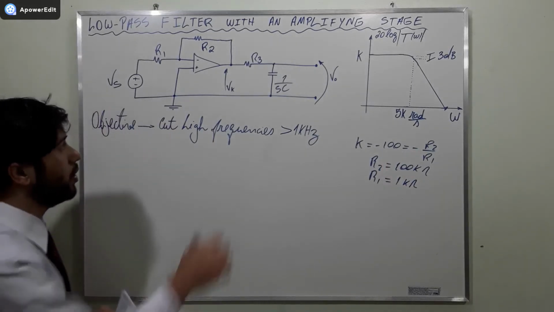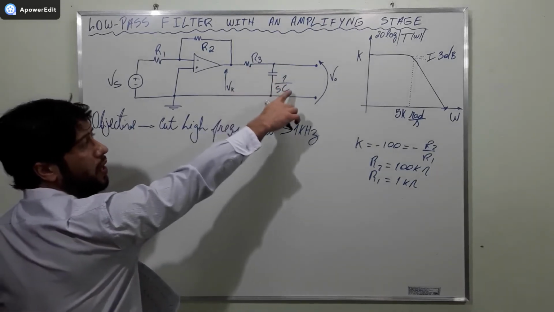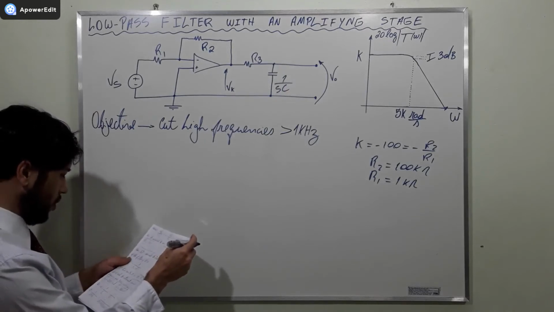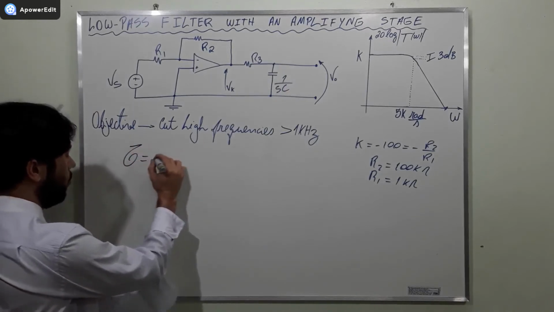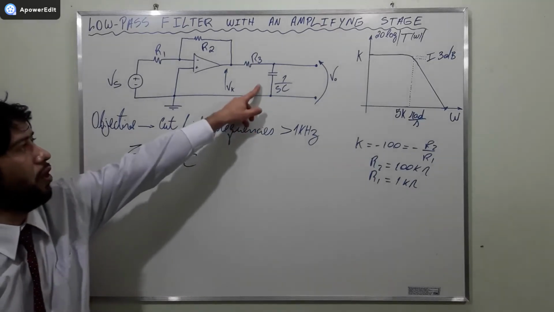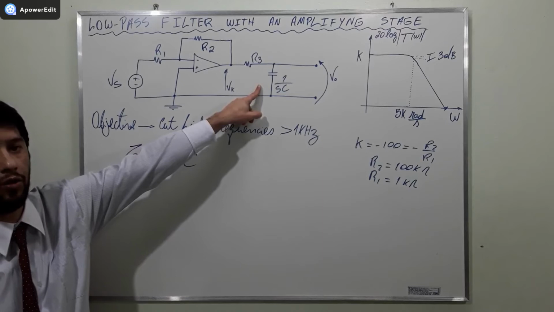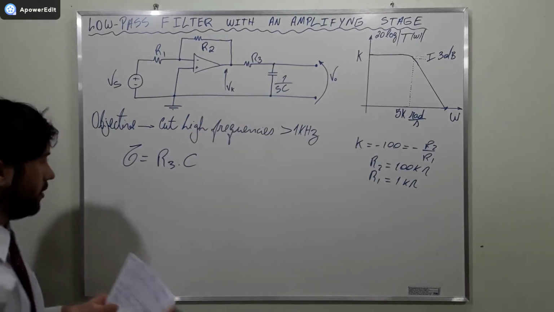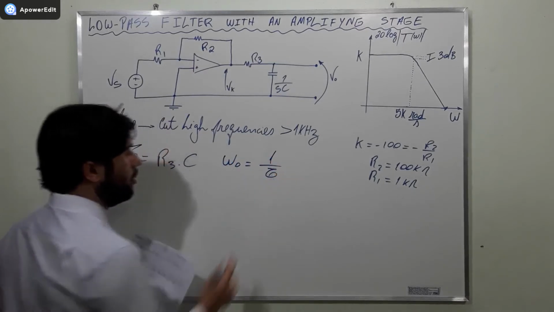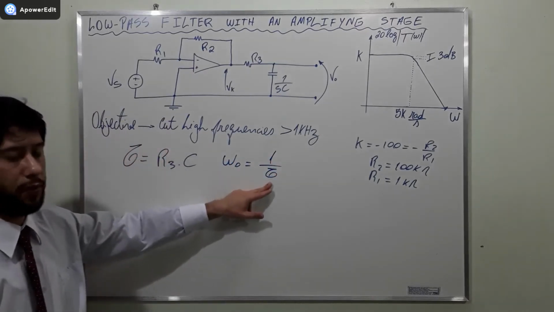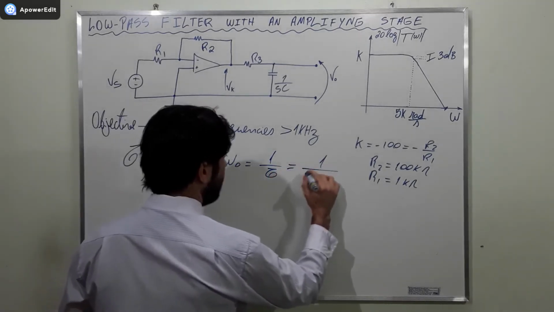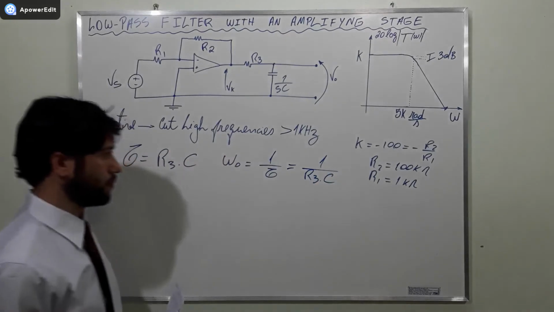And now let's take a look at the resistor R3 and the capacitor of the circuit. We need to understand that tau equal to R3 times C is the time constant of the filtering stage of this network. And the inverse, this frequency here, is the inverse of the time constant, and this is equal to 1 over R3 times C.